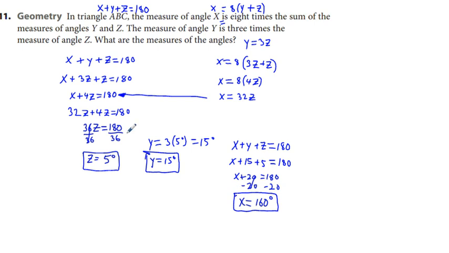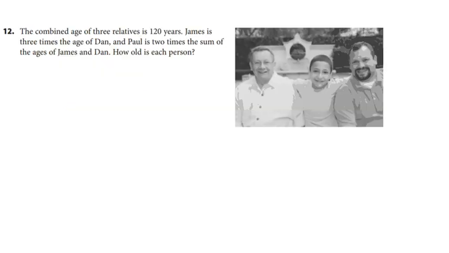Okay, let's go on here. Okay, this 12, you have a nice little problem here. Combined age of three relatives, 120 years. So you have James, Dan, and Paul. So you can just set these variables as J, D, and P, and then you can just go ahead and set up the equations and work them out similar to what we did in problem 11.